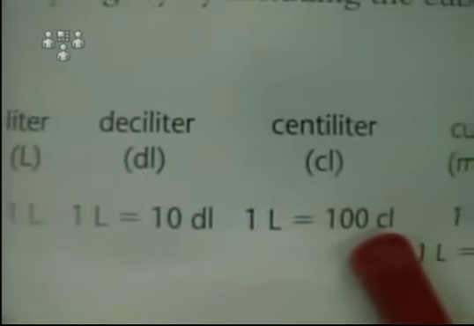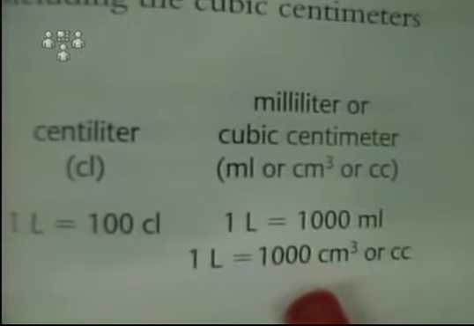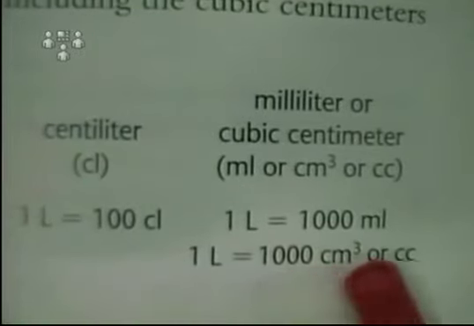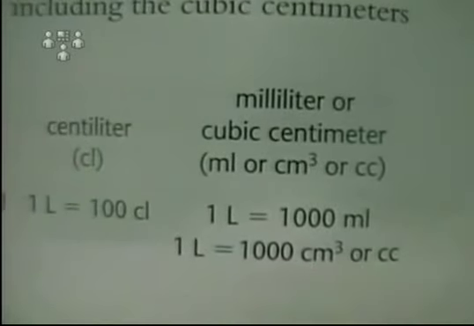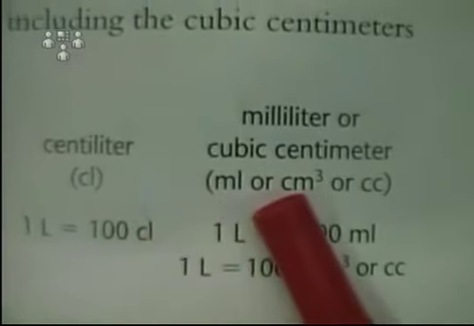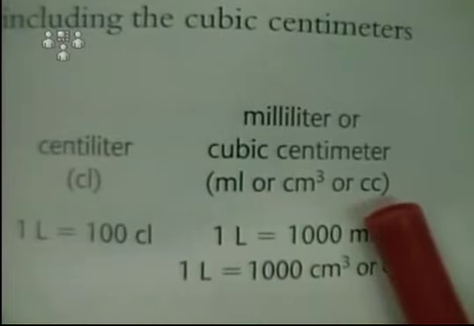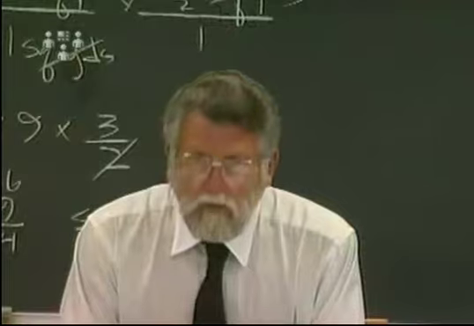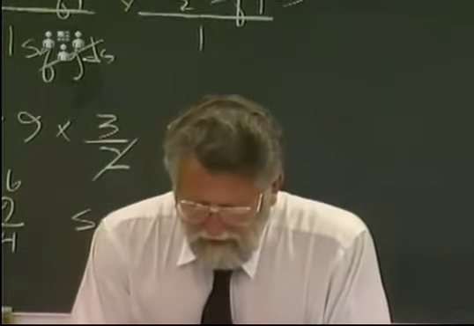I don't very often see centiliters, but you do see the milliliter, and notice that the milliliter and the cubic centimeter, cc or cm cubed, are going to be the same notation. So you have ml, cm to the third or cubic centimeter. Okay, so those are in terms of what we call volume. So you have distance and volume.